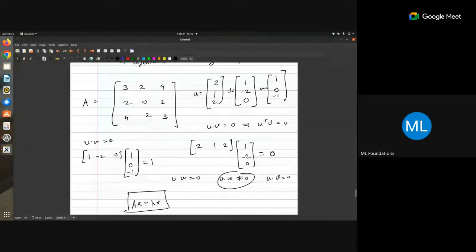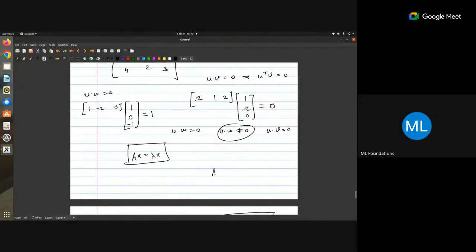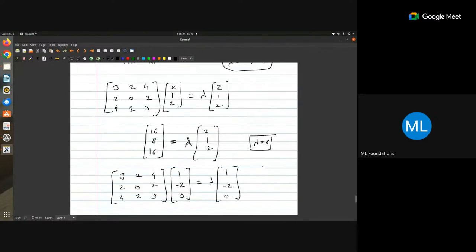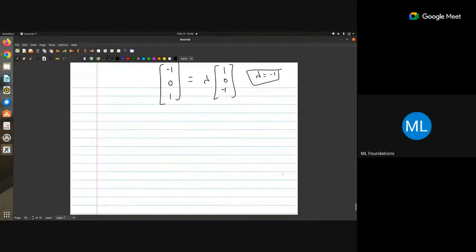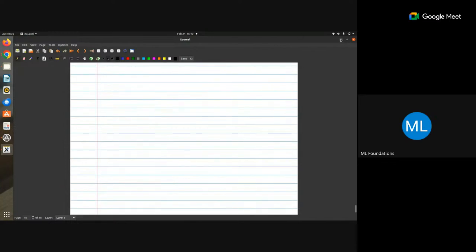How? Because it is satisfying this property, right? Ax equals lambda x. By using that only, I was able to show you that. Okay, we'll solve the other option also, then you can understand this.